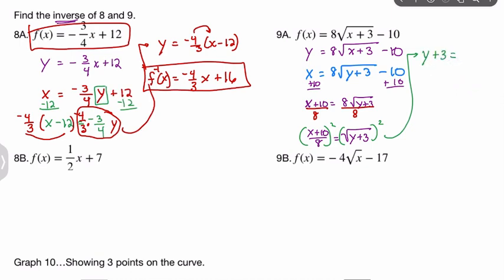Okay, so I took this right-hand side and I put it on the left. And I'm going to take this left-hand side, I'll just put it on the right here. And it is just x plus 10 over 8 squared. And so my y is almost alone. I just got to subtract that 3 from both sides. There we go. y is this ugly mess: x plus 10 over 8 squared minus 3. And then we'll use our inverse notation.